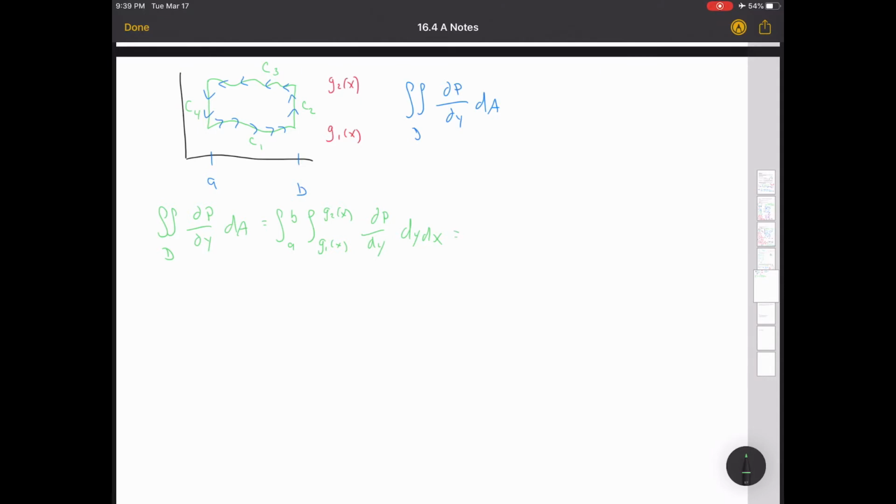Okay, what I'm going to have here is the integral from a to b of, I'm sorry, it's not going to be split, we're just going to do the antiderivative first with respect to y. Well, I've got dP/dy here, so if I take the antiderivative of that, it's just some function P, but P could be a function of x and y, and we're going to evaluate that from g1 of x to g2 of x dx.